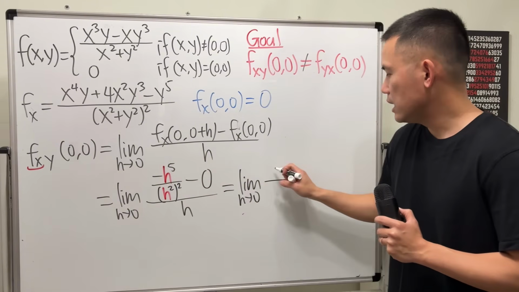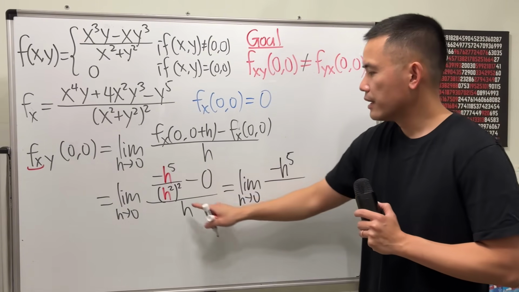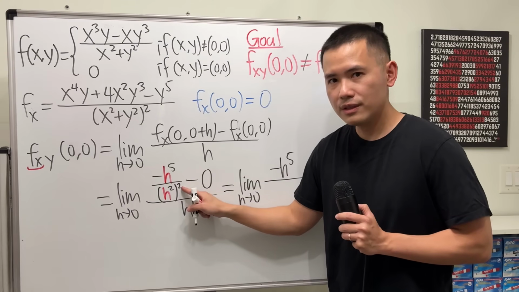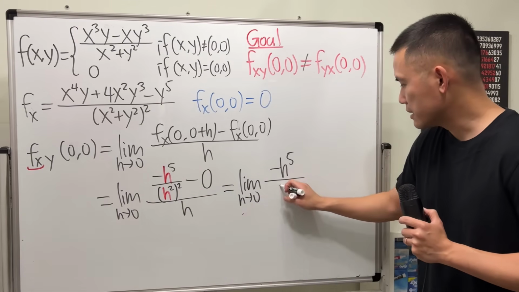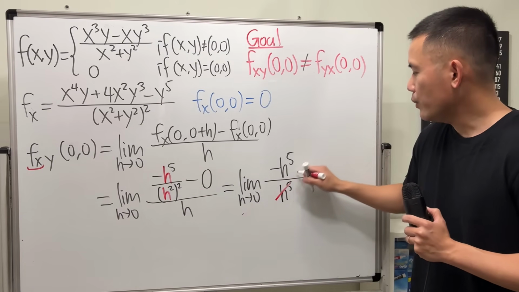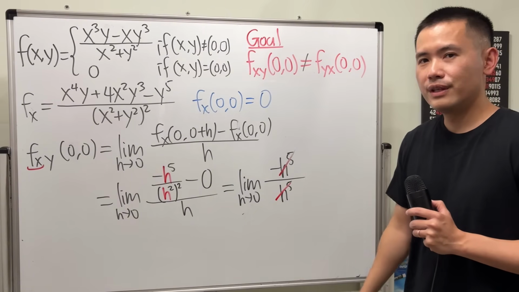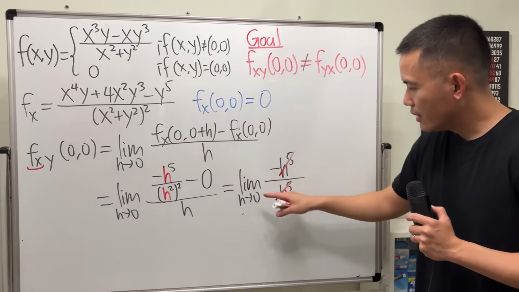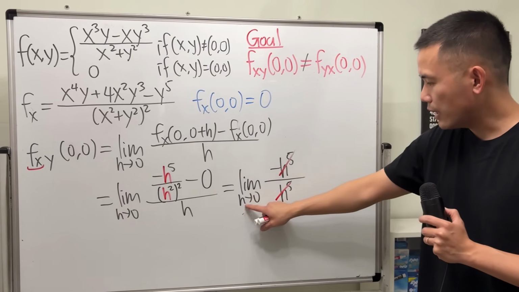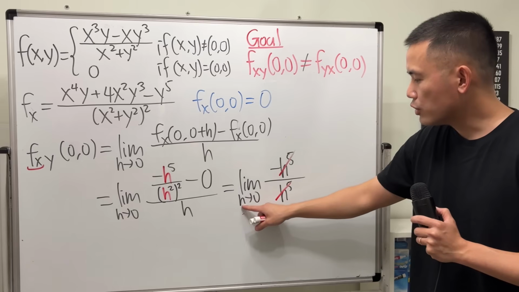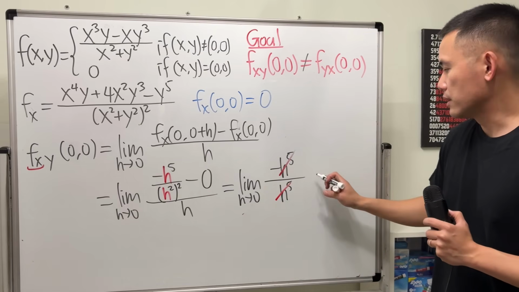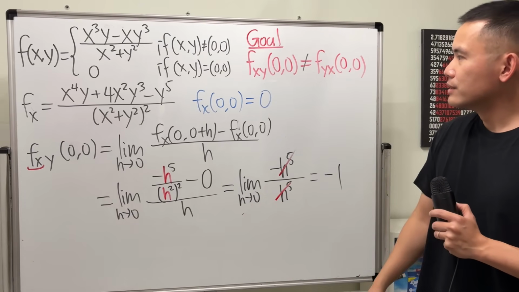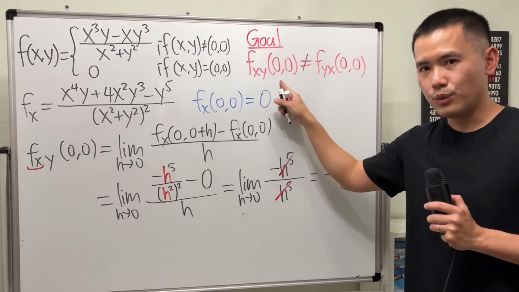The top is negative h to the 5th. The bottom here is h to the 4th, but we have another one, so that is h to the 5th. Well, we can cancel out the h to the 5th. So we just get negative 1 as h approaches 0. The result is just negative 1. So this right here is negative 1.